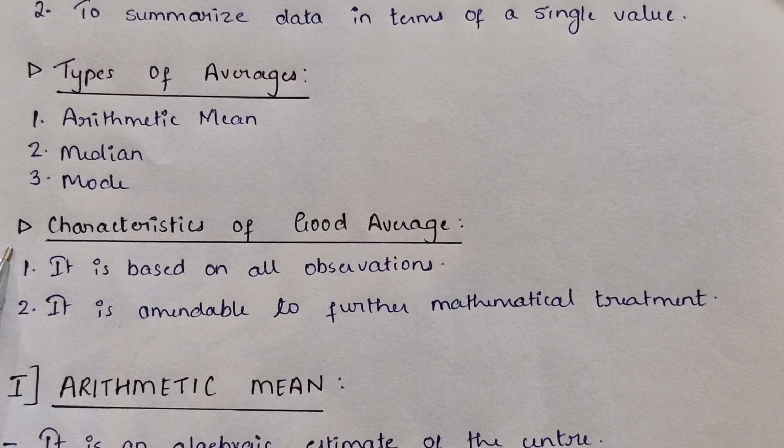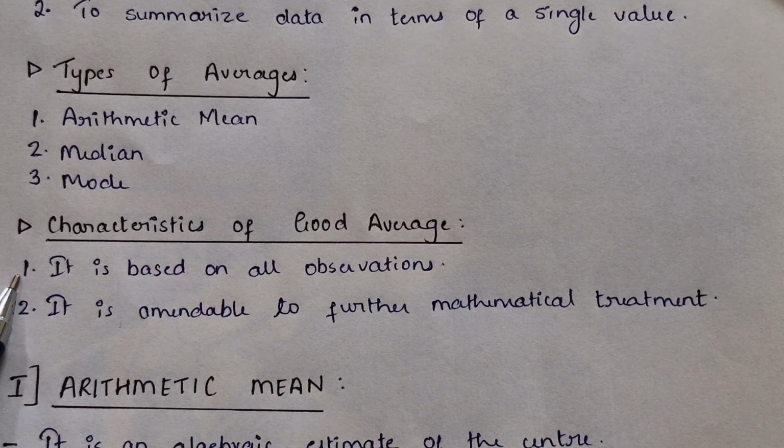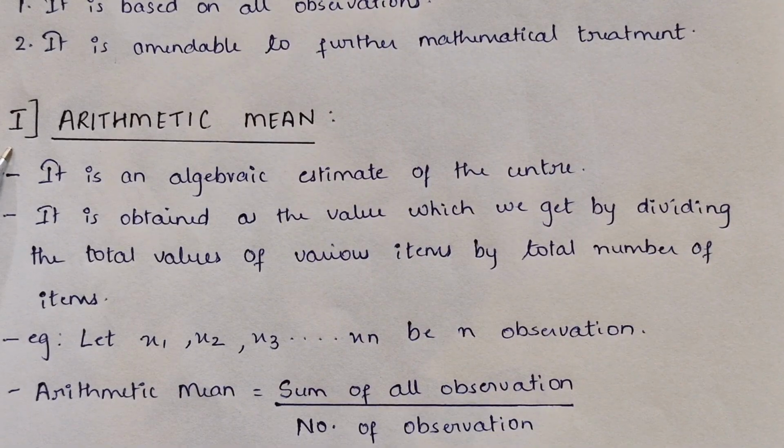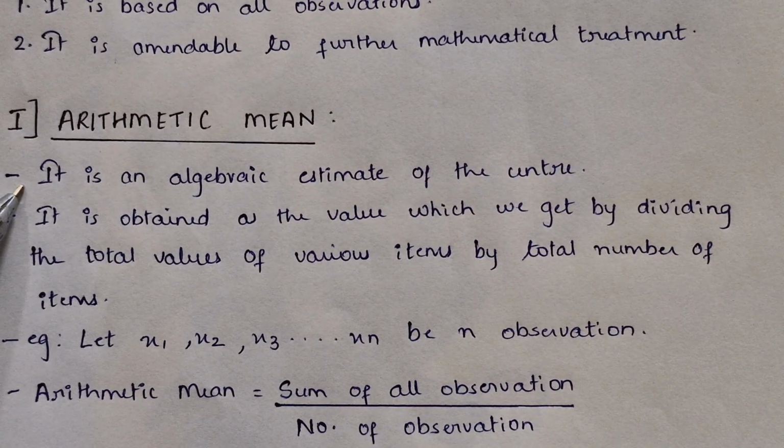Characteristics of a good average: it is based on all the observations. It is amenable to further mathematical treatment. The first one is arithmetic mean. It is an algebraic estimate of the center.